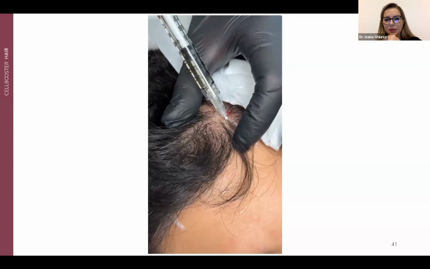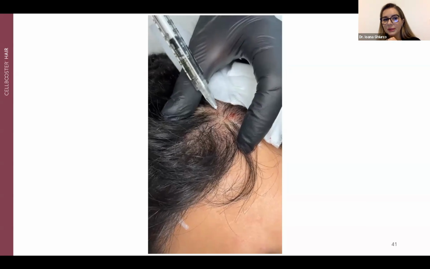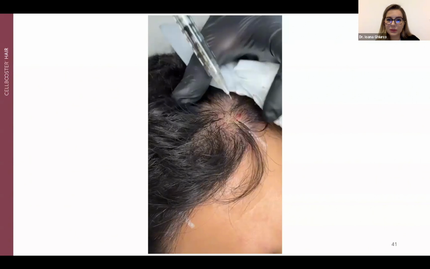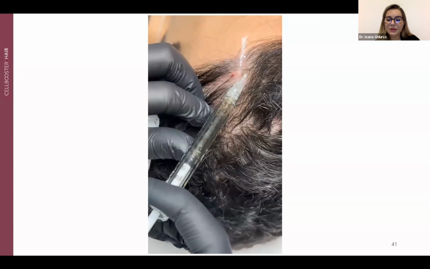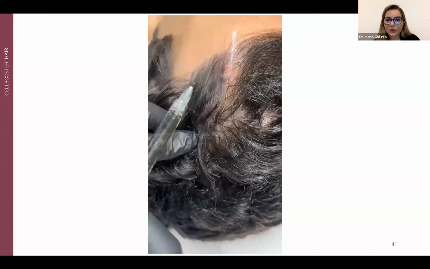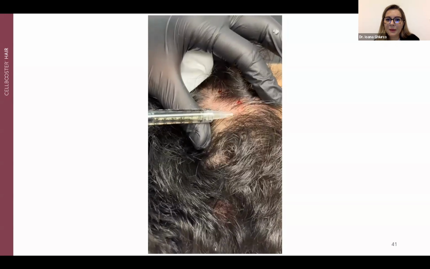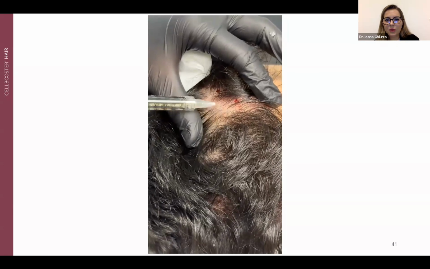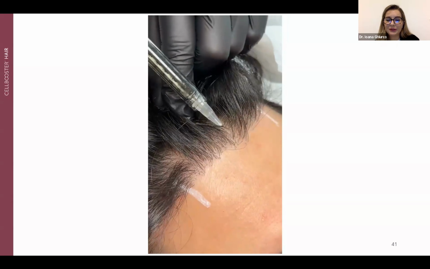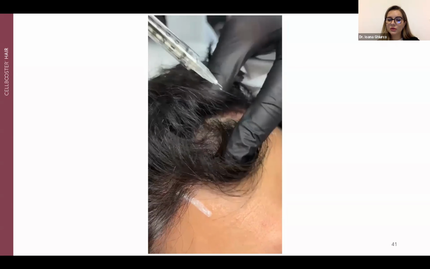There might be some instances like here where I concentrate more product in a specific area. The reason I did this is because this patient was having seborrheic dermatitis. I will show you later some photos with him. Now here we don't see much because it's the second treatment. But in these instances, you can go with no problem, and you can inject a little bit more product in these areas in order to have an even stronger effect.